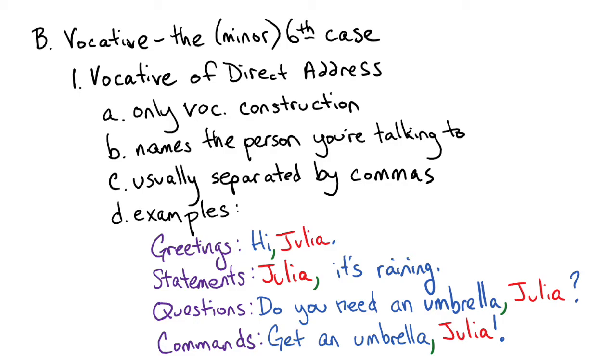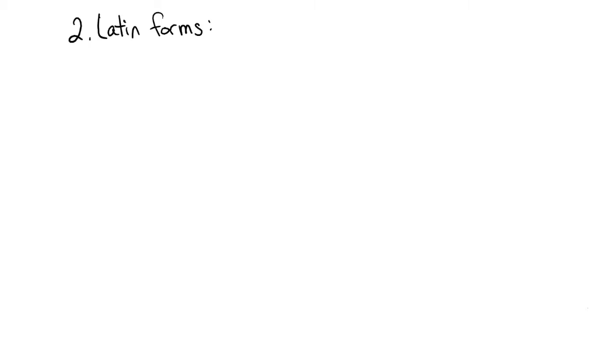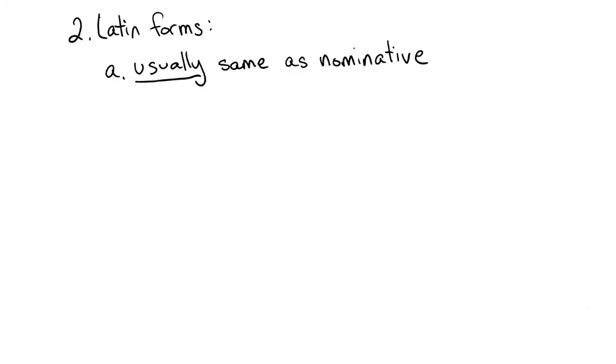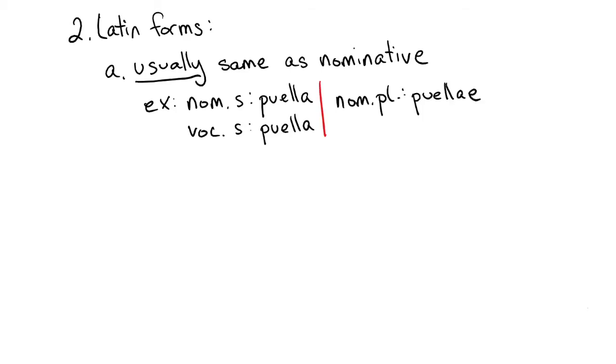Now, let's talk about the vocative's forms. Usually, the forms of the vocative are exactly the same as the nominative. So, for example, the nominative singular of puella is puella, and the vocative singular is also puella. The nominative plural is puellae, and the same for the vocative plural, also puellae.